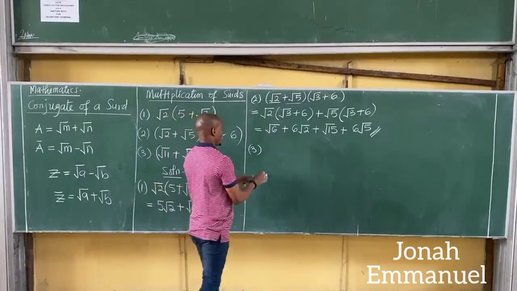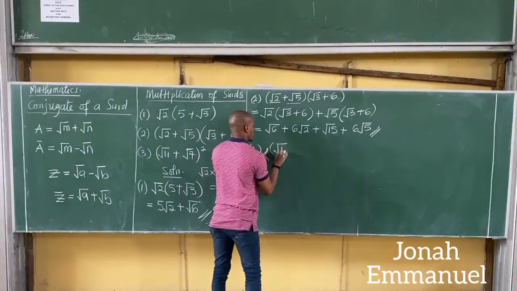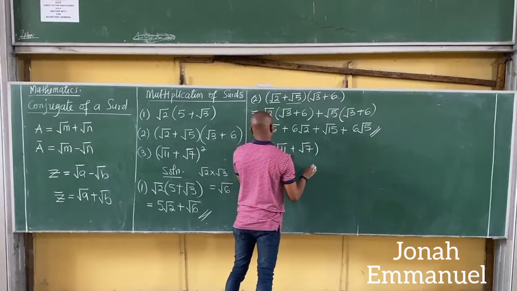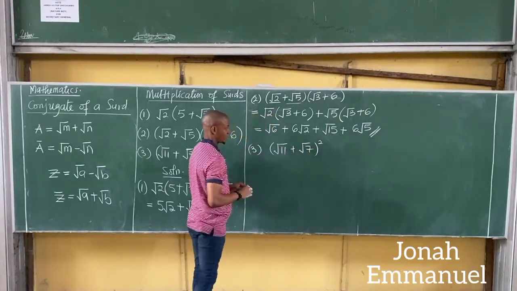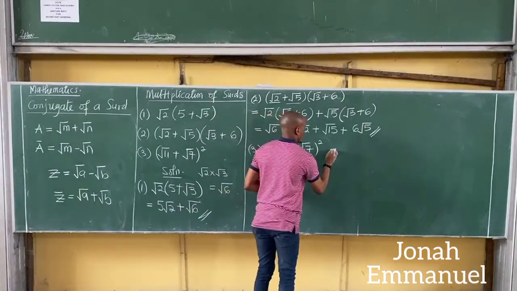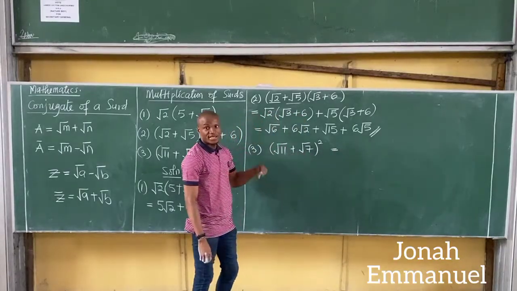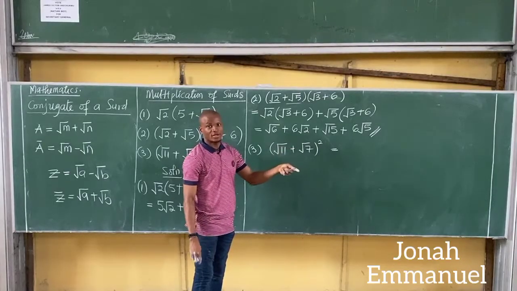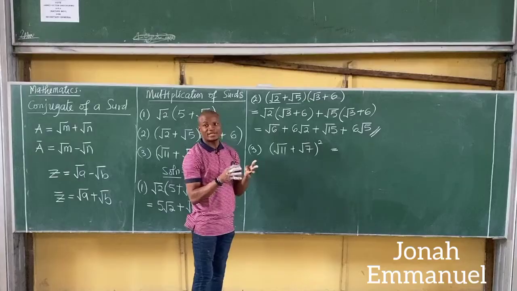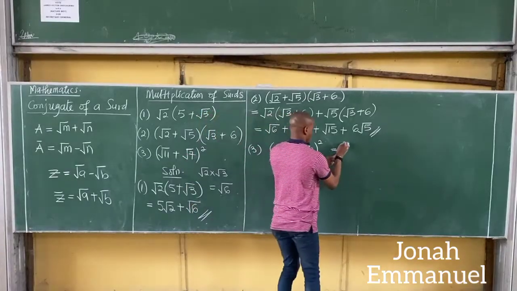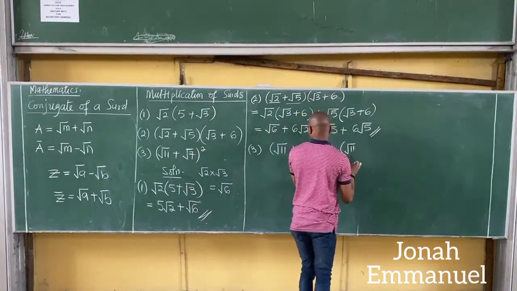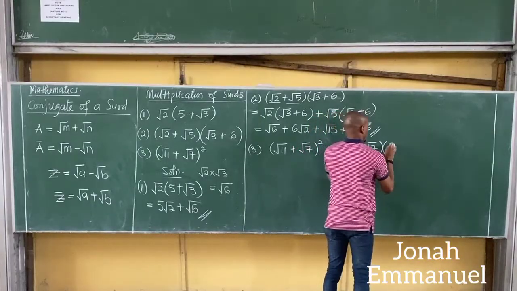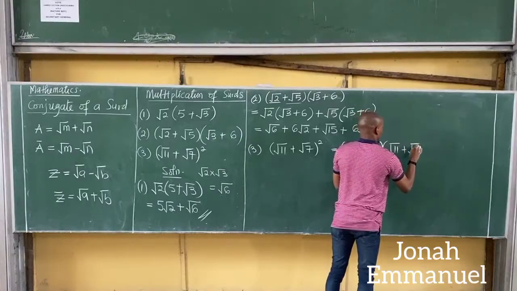Number 3, I have root 11 plus root 7, all squared. This being squared means what? It's multiplying itself. A squared is what? A times A. When it's squared, it's multiplying itself. This now becomes what? Root 11 plus root 7 multiplying itself, root 11 plus root 7.